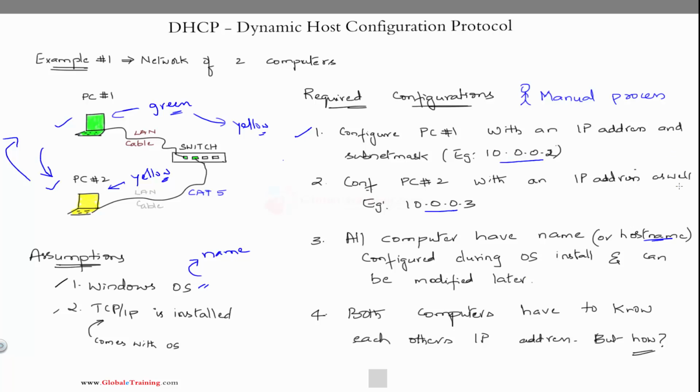Just to recap this network, we have two computers and a switch, and we assign two IP addresses. Everything is manual. You have to go and assign. And then of course you assign the host name as part of the installation process. In order for these computers to communicate with each other, both computers have to know each other's IP address. So that would be the situation for a network of two computers.